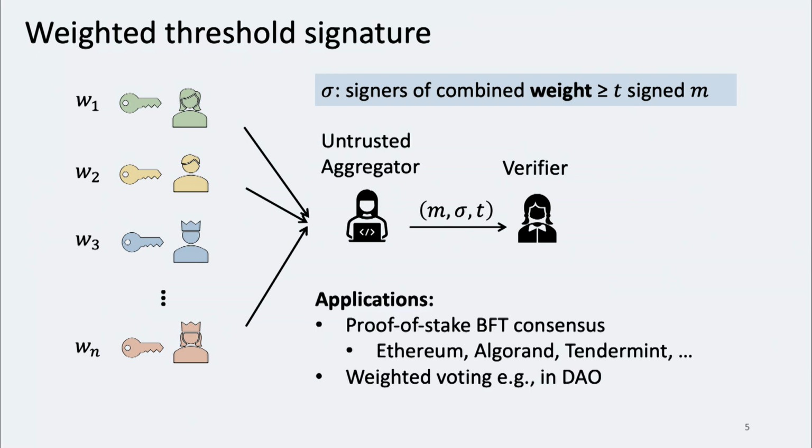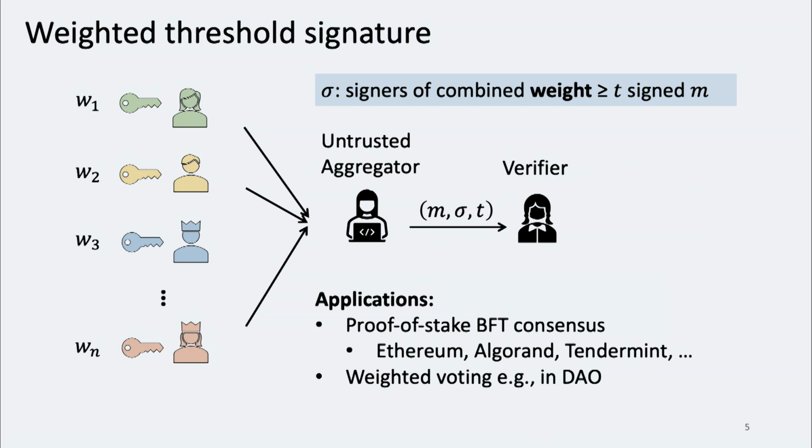And this can extend applications of threshold signatures from the classic BFT protocols to a proof-of-stake BFT protocol. In BFT proof-of-stake protocols, we want the signing power to be proportional to the stake that each validator has. So that's the application for weighted threshold signature, where you can think of the weights as the stake.